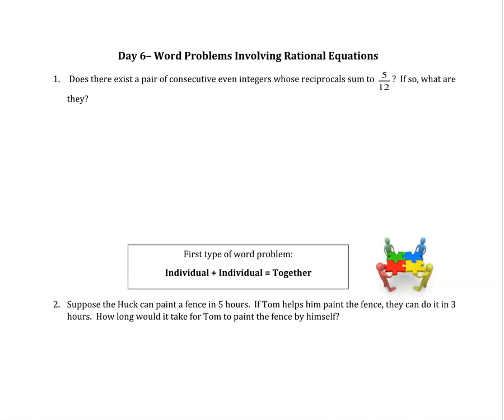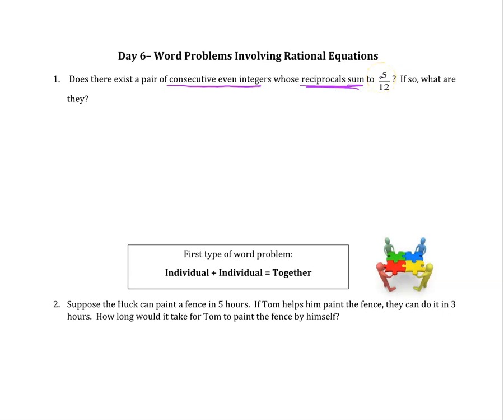Alright guys, welcome to day 6 of our Unit 3 notes on rational expressions and equations. Today we're going to focus on word problems that involve rational equations to solve. So first question, does there exist a pair of consecutive even integers whose reciprocals sum to 5/12? If so, what are they?